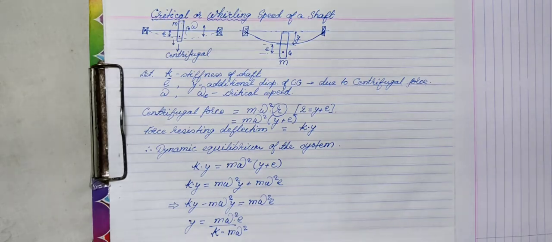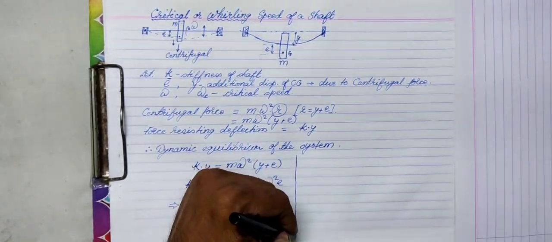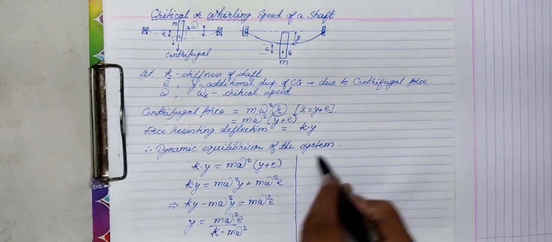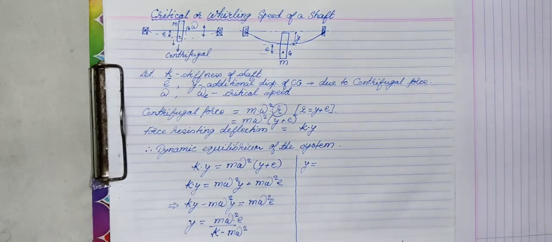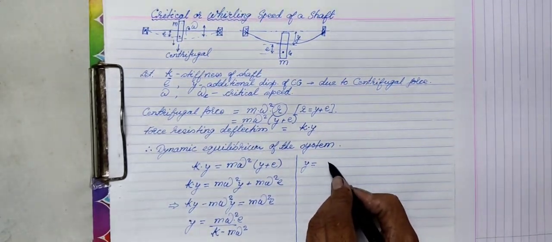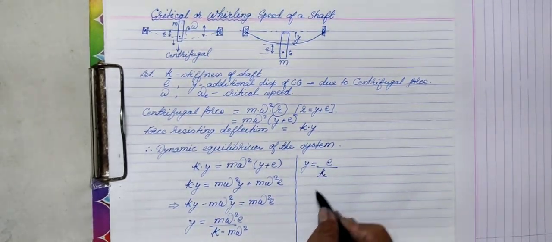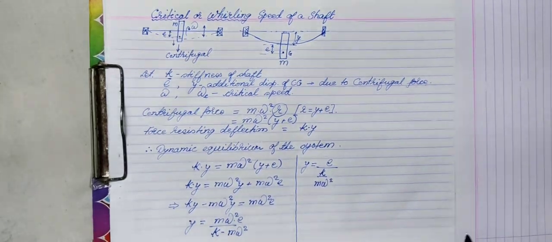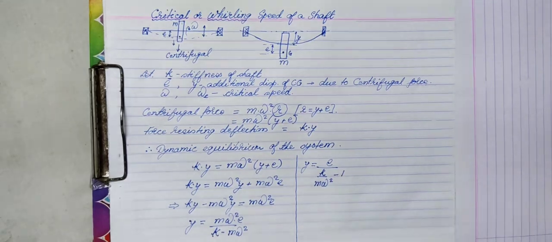So if I divide this equation by this term, what do we get? We get y is equal to e upon (k/m − ω²)... that is, y = e / (k/(m ω²) − 1).